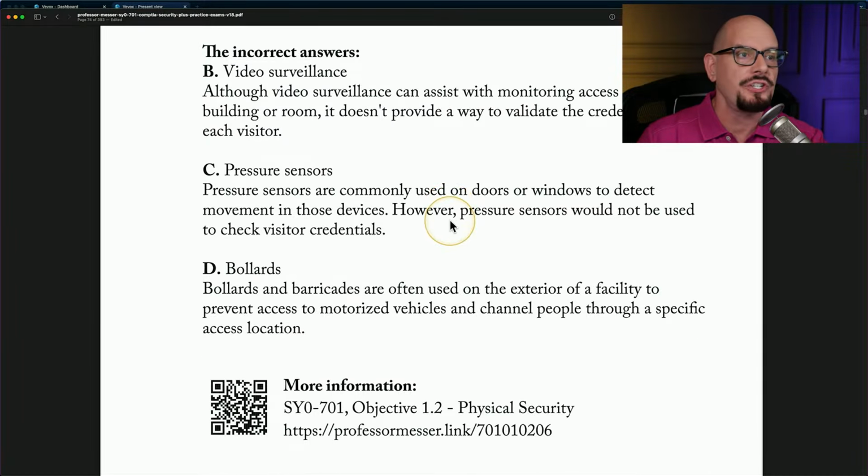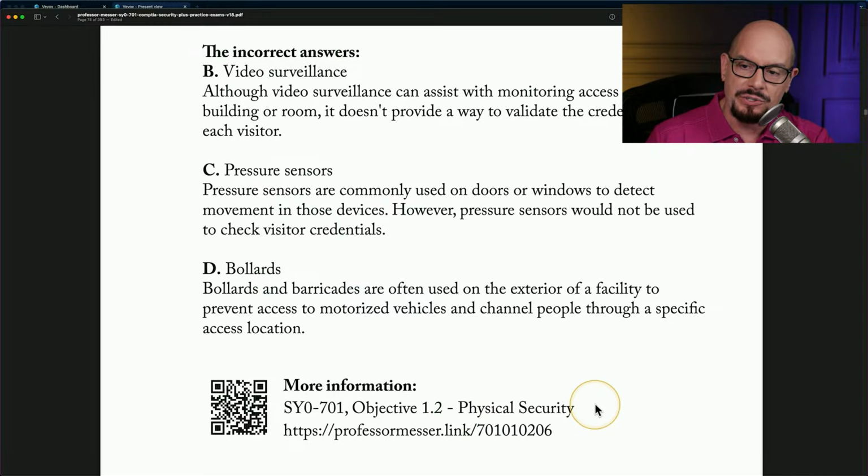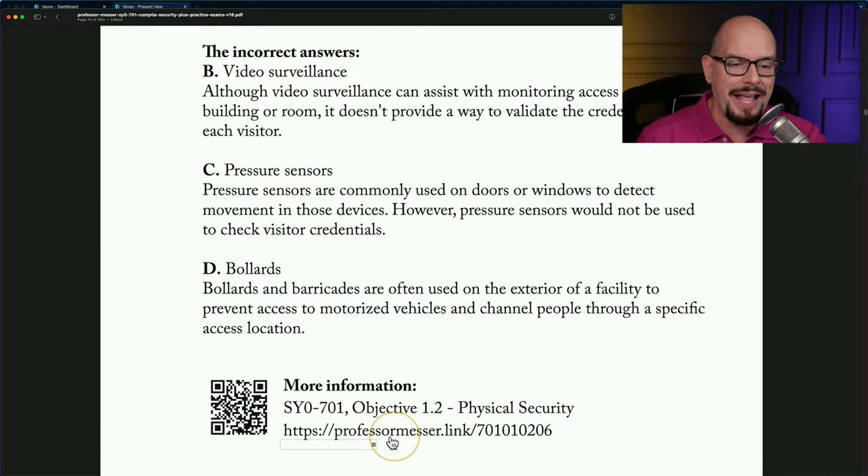And if you read the question and you have no idea what that question even means, one of the things you can do is at the very bottom of this detailed list, I tell you what section of the exam objectives it came from. In this case, it came from Objective 1.2. I have a video called Physical Security where I talk about that. And I have a hot link right there that will take you right to that particular video.